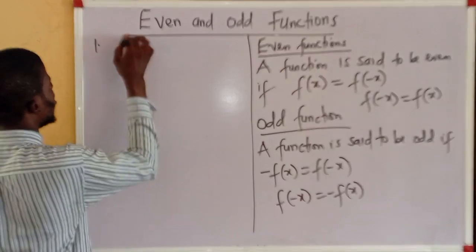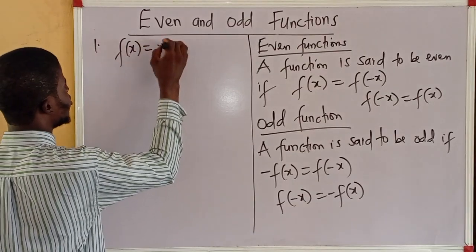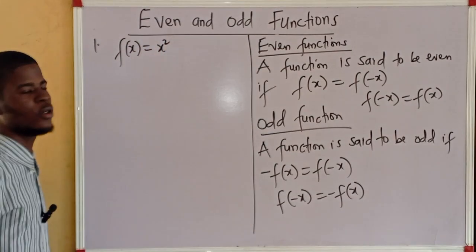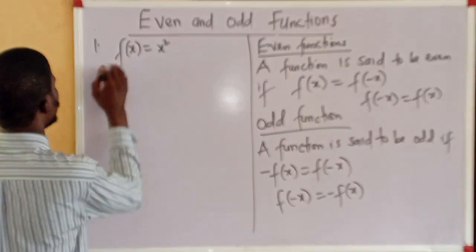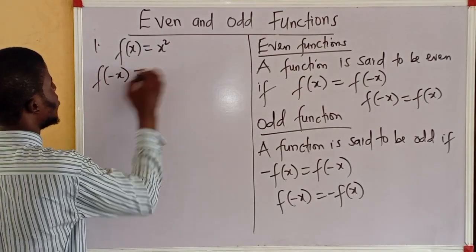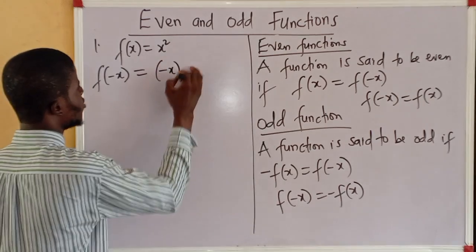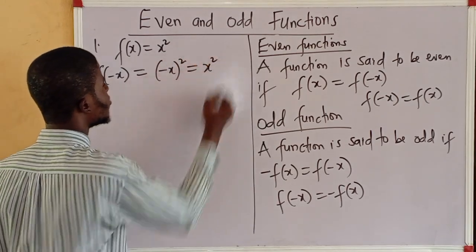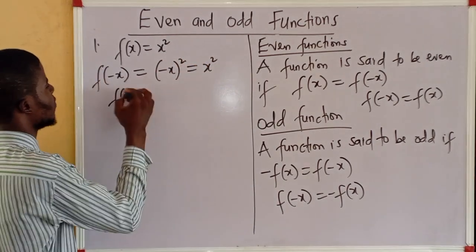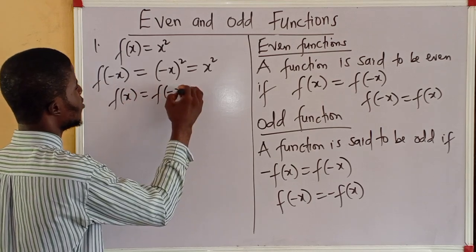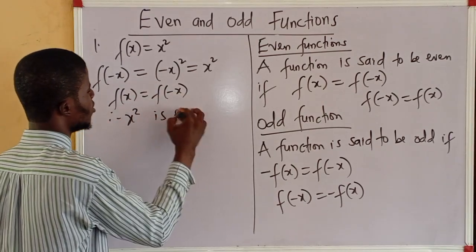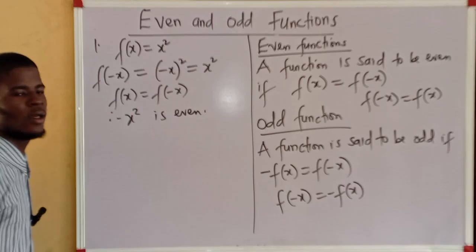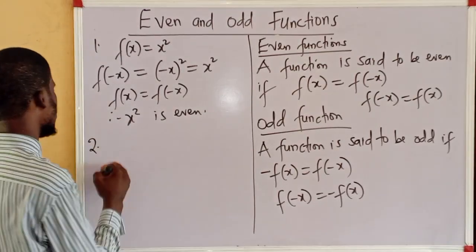For example, f of x equal to x squared. This function is actually an even function because if I take f of minus x, it is minus x all squared, which is equal to x squared. So in this case, f of x equal to f of minus x, which means that x squared is even. Alright, look at another one.